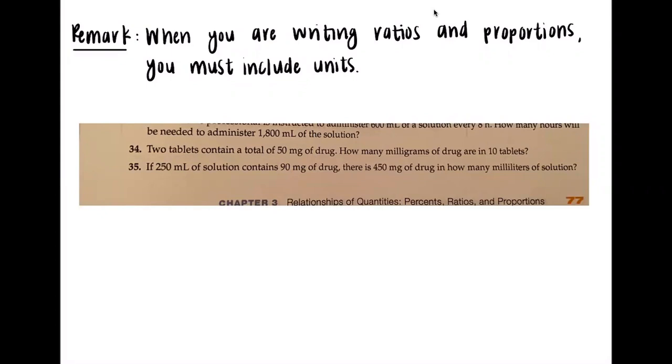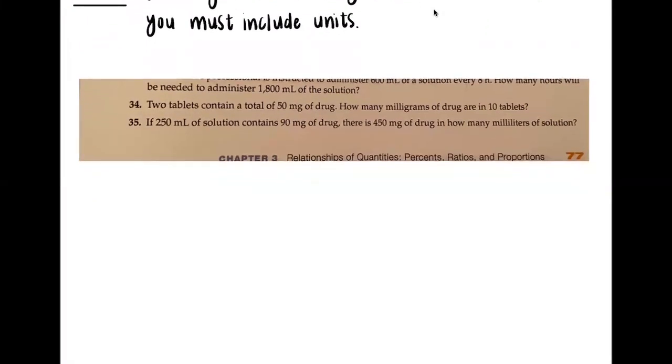Okay, so let's look at the first example. We're going to do 34 and 35. So we have 2 tablets contain a total of 50 milligrams of a drug. How many milligrams of the drug are in 10 tablets? So what we're going to do is set up proportions. Notice we're given 3 values only and need to find that unknown value. Well, let's look at 34.